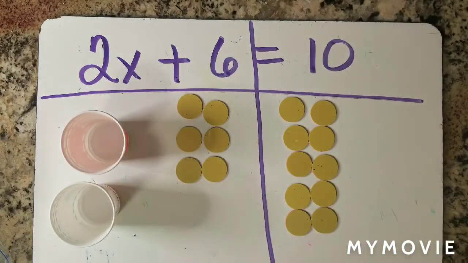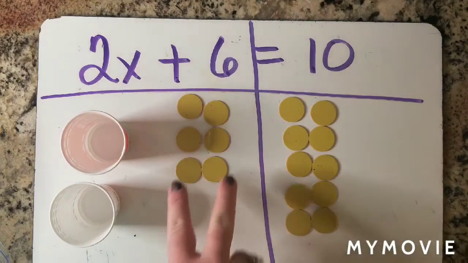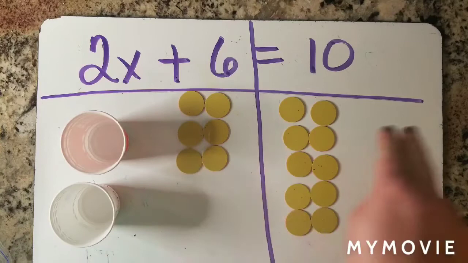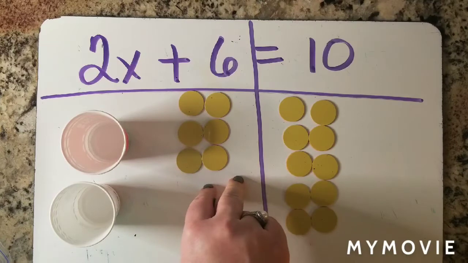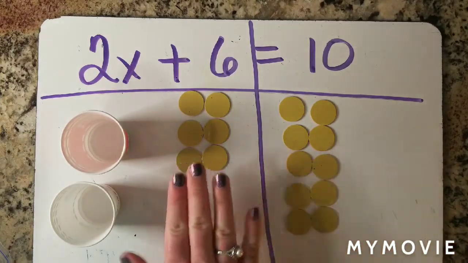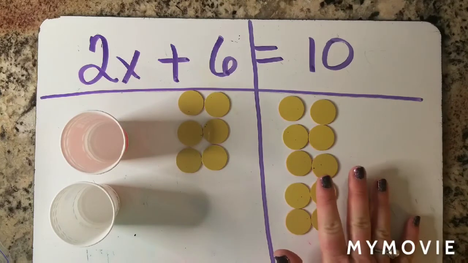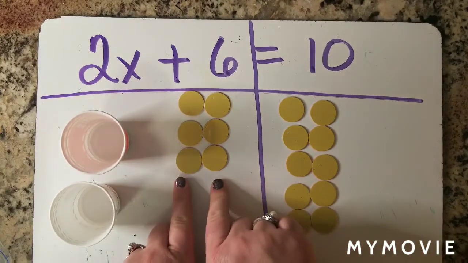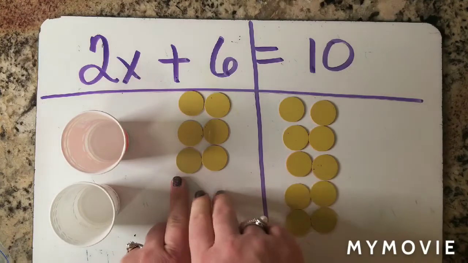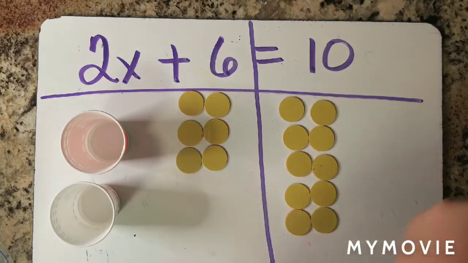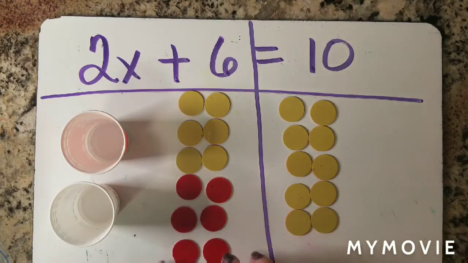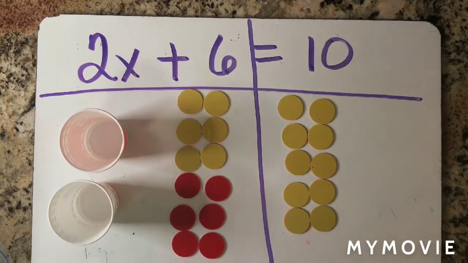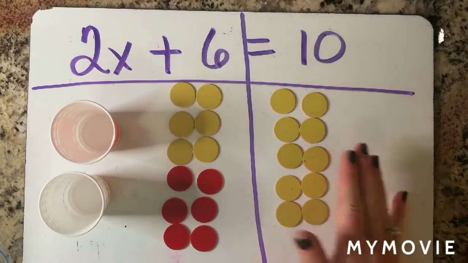So how do we do that? Well, the first thing we can do is get this positive 6 to the other side. But we have to do the additive inverse of positive 6 to get it to the other side. So whatever you do to this side, you have to do to this side. So if I'm going to do the additive inverse to positive 6, then I need negative 6. So 2, 4, 6. Whatever I do to this side, I have to do to this side.